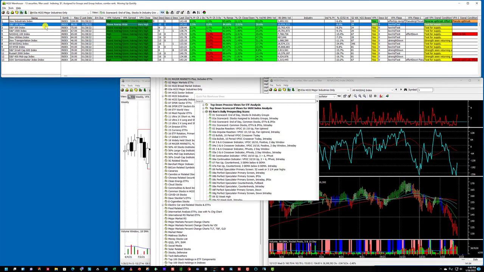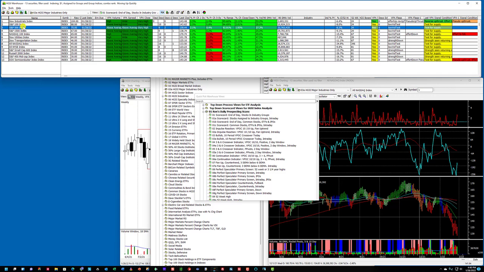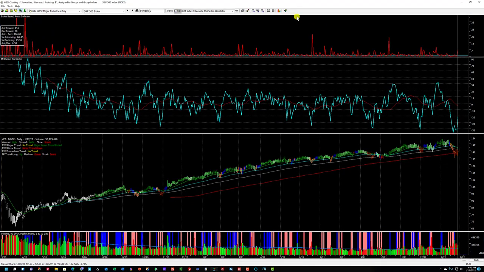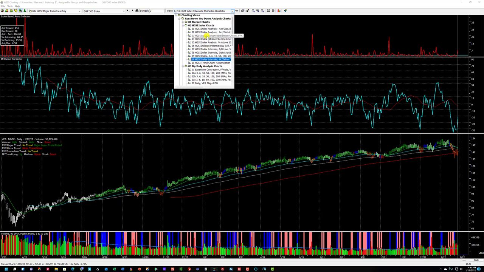Before I go, let's do the S&P 500. You can see some nice improvement on that one. I'll make these charts larger. 434 to 68. A good day on the S&P.